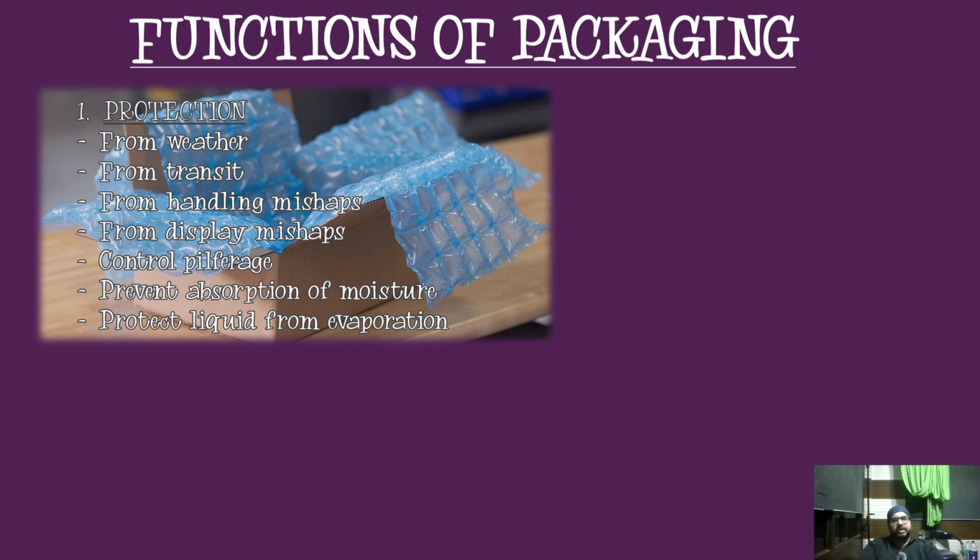And finally, to protect liquid from evaporation, a very good example is petrol. If that petrol is not properly stored in a container and that container is not properly packed, then because of the nature of petrol or any other such material, be it ethanol, menthol, petrol, or diesel, they will get evaporated. So it will lead to loss to the supplier. So the primary function of packaging is the protection function.